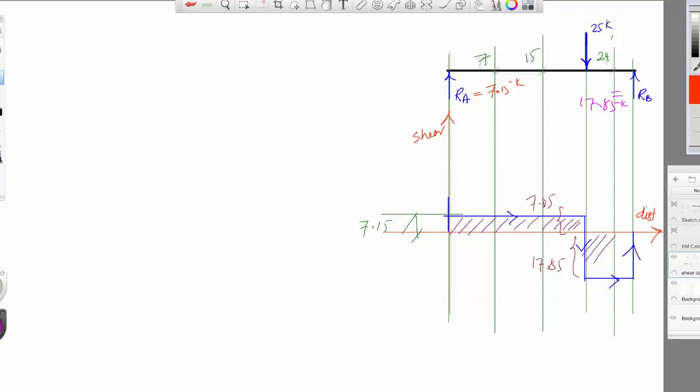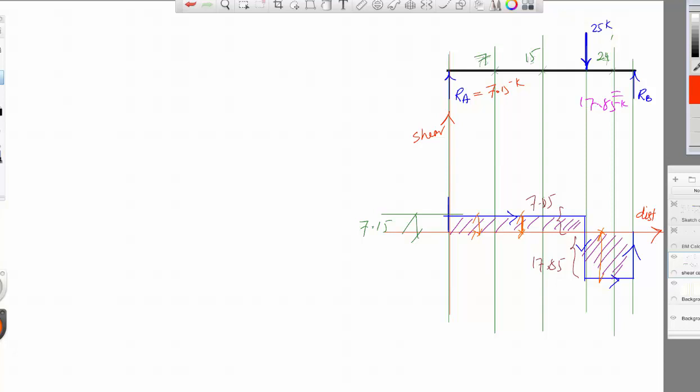Meaning that if you would like to know what is the shear force at this point, then you measure this distance and say it is this much kips. If you want to know the shear force at this point, you just measure this distance and you will know how much is in kips. At this point, measure this distance and you know how much it is in kips minus. This is positive, this is negative.